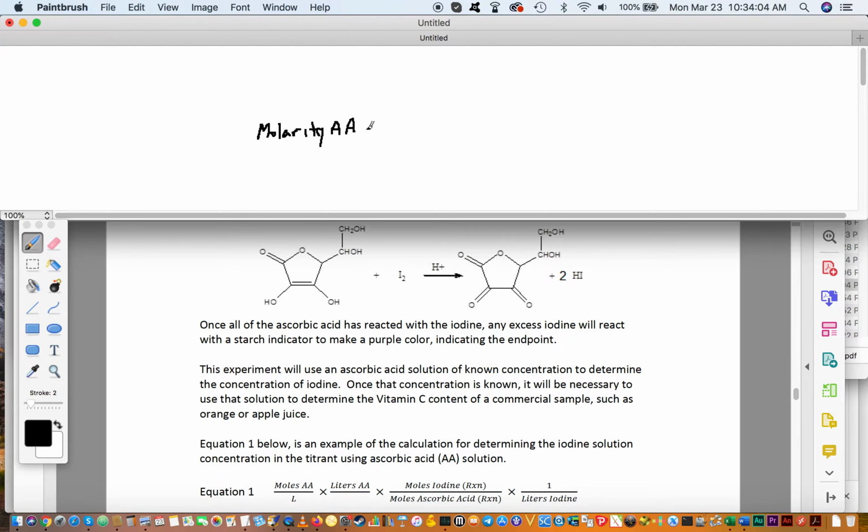And this is how we're going to determine, first of all, the molarity of the iodine that we're using. Sorry, I'm still getting used to this tablet here. Alright, so we're going to start off with the molarity of ascorbic acid. Then we're going to multiply that by the litres of ascorbic acid. Now the litres will come from the millilitres of ascorbic acid used, so you'll have to do that conversion as well.